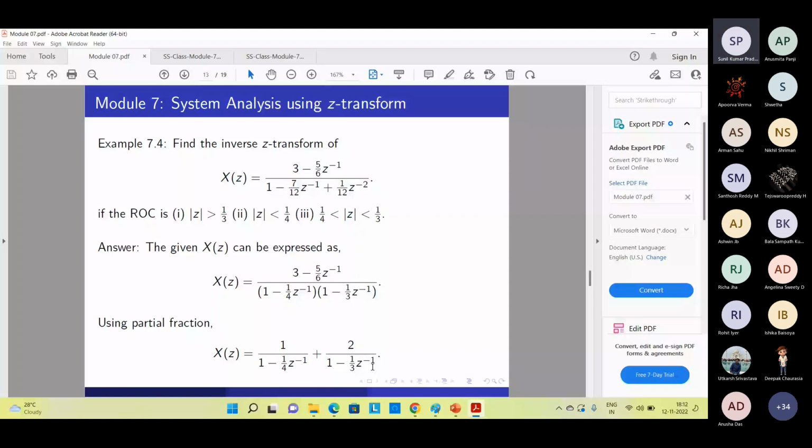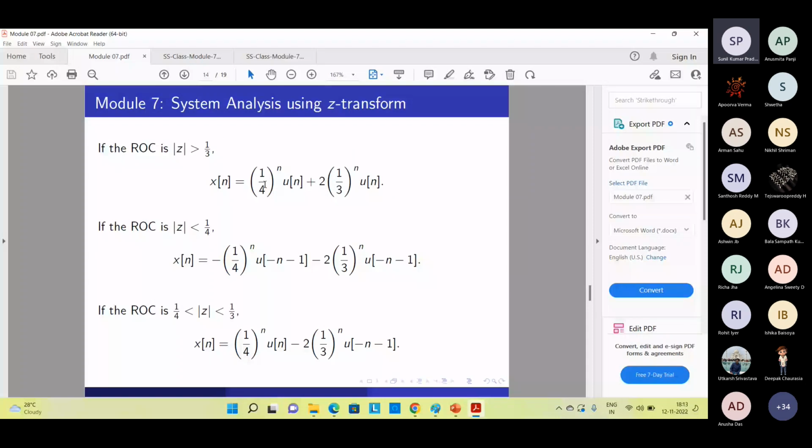for mod z greater than 1 by 3, when your ROC is mod z greater than 1 by 3, your inverse z transform will be x of n equal to 1 by 4 to the power n u of n plus 2 whole into 1 by 3 to the power n u of n. Let's say your region of convergence is mod z less than 1 by 4. Then your x of n will be minus 1 by 4 to the power n u of minus n minus 1 minus 2 into 1 by 3 to the power n u of minus n minus 1.